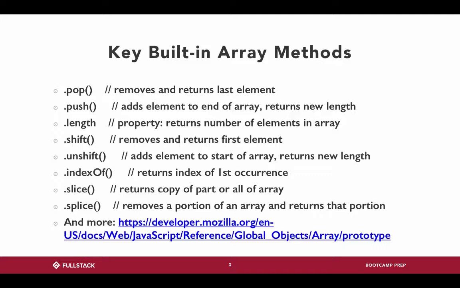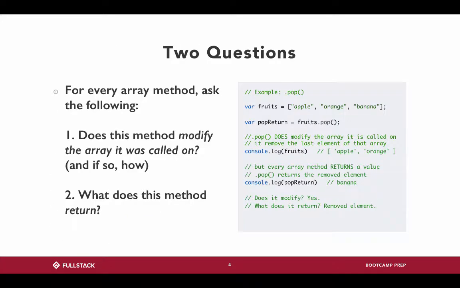So here are some built-in ones. We're going to go over these in more detail, but there's a whole list of array methods that are off the prototype, meaning that you can use them on every instance of an array. There are two questions you should ask about every array method before using it. One, does it modify the array it's called on? And two, what does the method return? So going in, you should be able to know: will I have to reassign this, or is this going to modify the array I made?